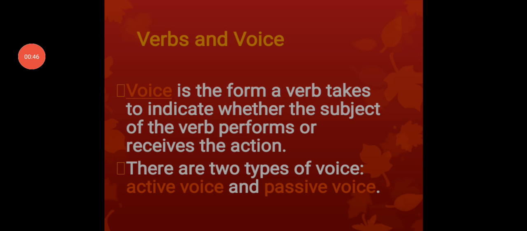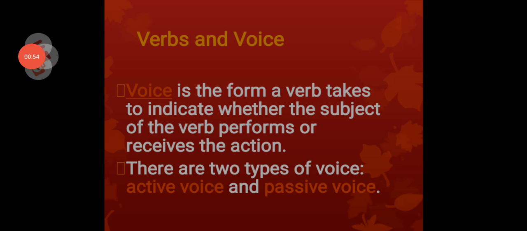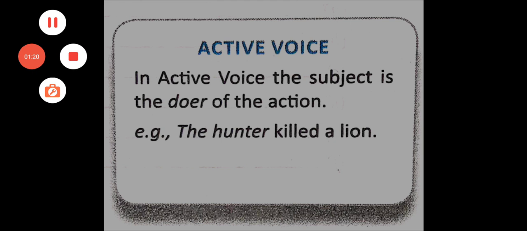There are two types of voices. यहाँ पे दो प्रकार के वॉइस होते हैं. फर्स्ट एक्टिव वॉइस एंड सेकंड पैसिव वॉइस. एक्टिव वॉइस. In active voice, the subject is the doer of the action. In other words, you can say if the subject is active, it is called active voice. Like, the hunter killed a lion. शिकारी ने क्या किया? शेर को मारा. यहाँ पे जो हंटर है, hunter is subject and he is fully active.